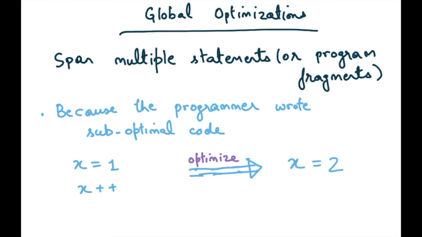So for example, the programmer wrote x equals 1, x plus plus. Now the optimizer can easily optimize this to x equals 2. Now, why would the programmer write suboptimal code? There are many reasons that the programmer may want to write code that has lots of abstractions, for example, due to debug flags or due to function calls and things like that. And so things that actually get together are not obvious in the source code. And sometimes the programmers are just lazy and they're not worried about optimization, in which case the compiler can come to your rescue. All right, that's one reason why there may be an opportunity to do global optimizations.